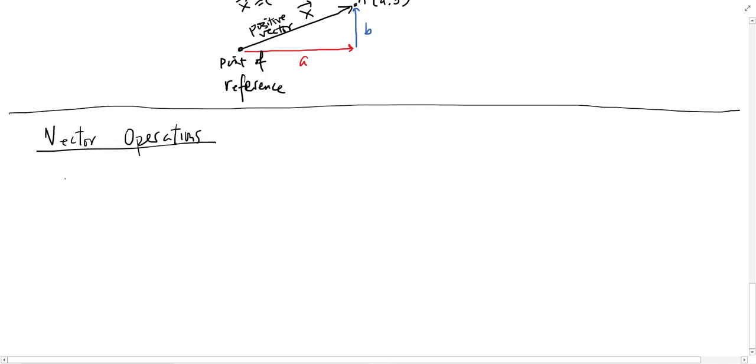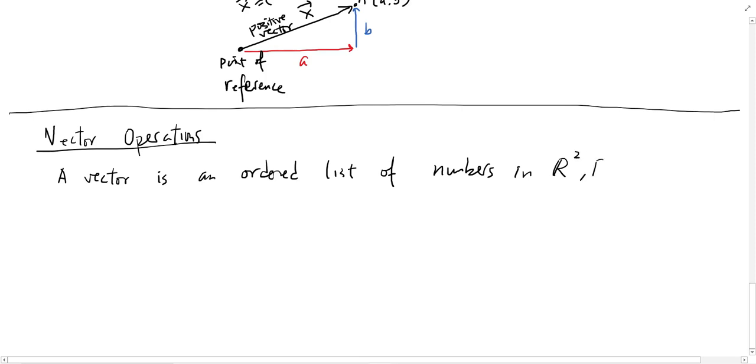Just a quick recap. A vector for us is an ordered list of numbers, and it's defined by how many numbers are in the list, and we can say that it exists in R2, R3, R4, and so on and so forth.